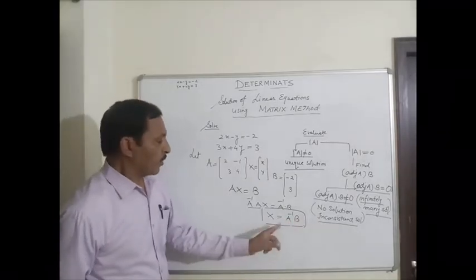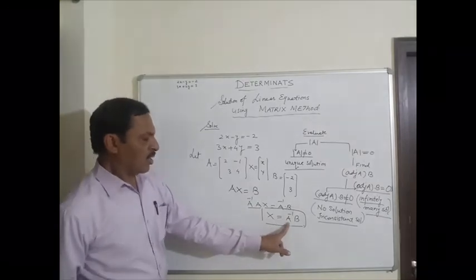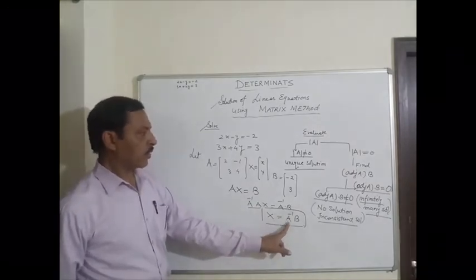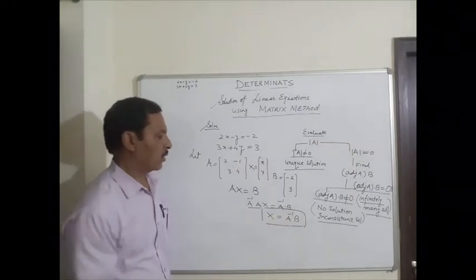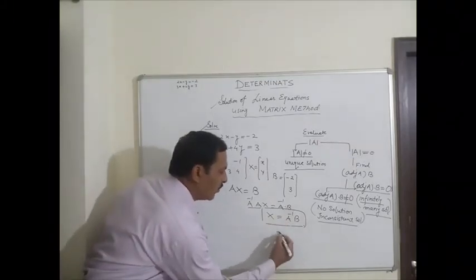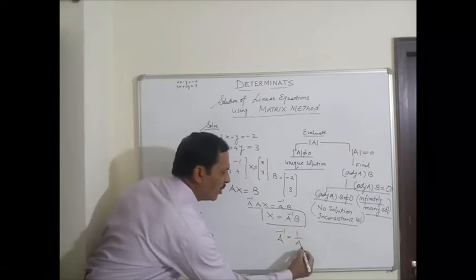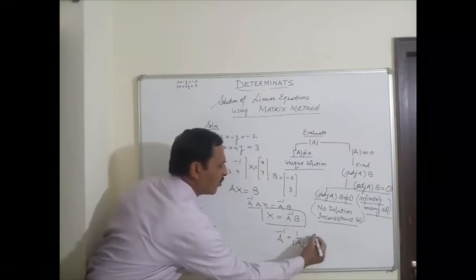Now, we have to get A inverse, and for A inverse we require what? A inverse is equal to 1 upon the value of the determinant into the adjoint of A.